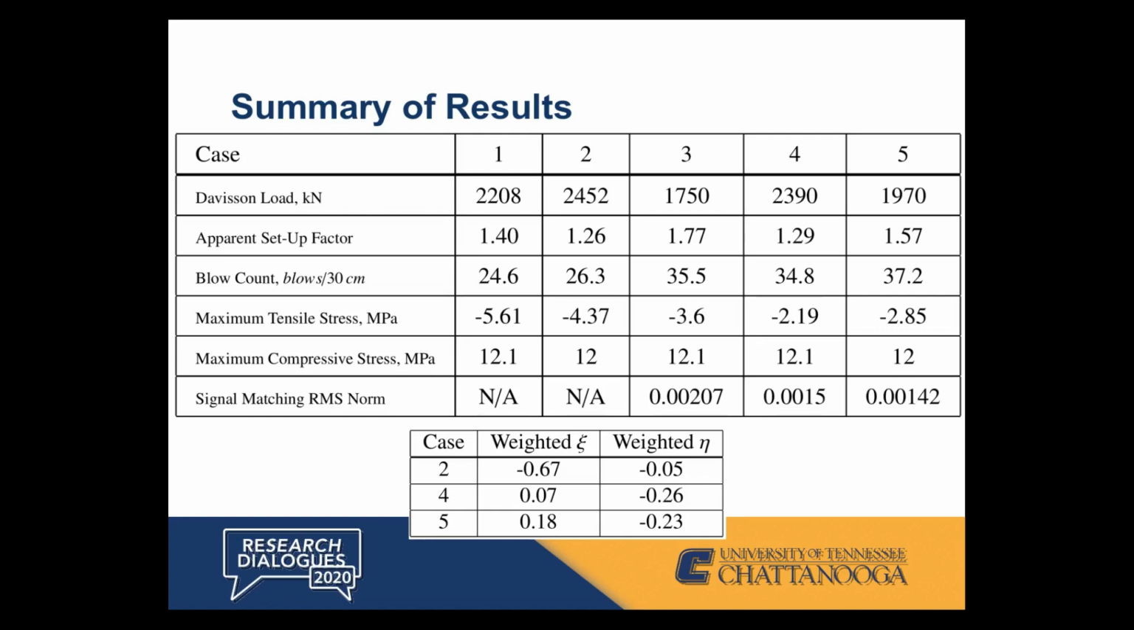For the maximum tensile stresses, case 1 was the closest to the original, and the maximum compressive stress was a little above what the original would say. On the RMS norm, as you see with case 3, which was using these typical values, we got an improvement when we went to case 4. We got another improvement in case 5, but look at the variance in the Davisson load between cases 4 and 5. That little table at the bottom gives you a weighted xi and a weighted eta.